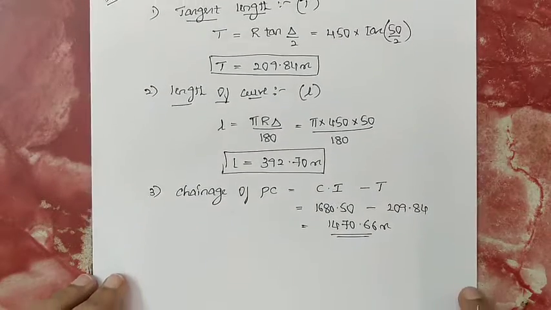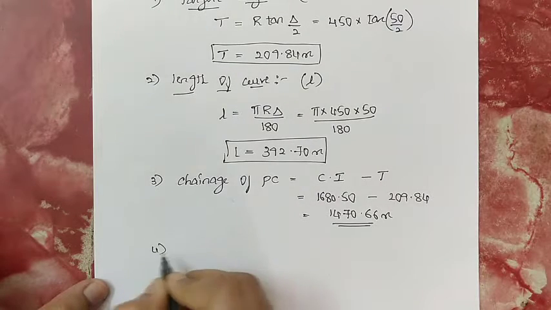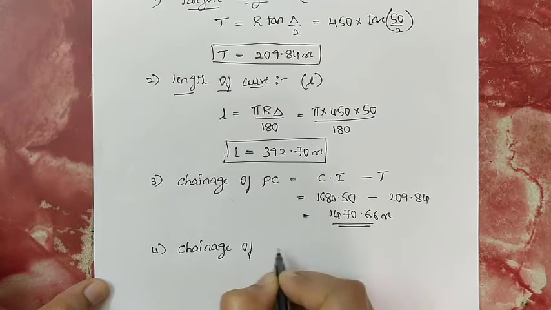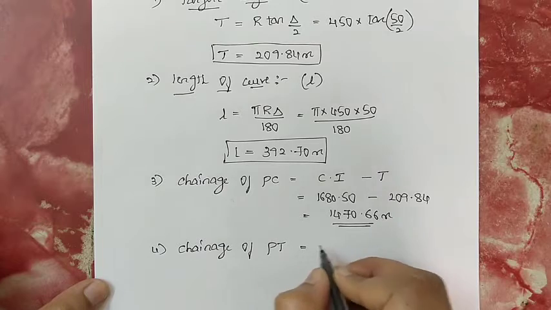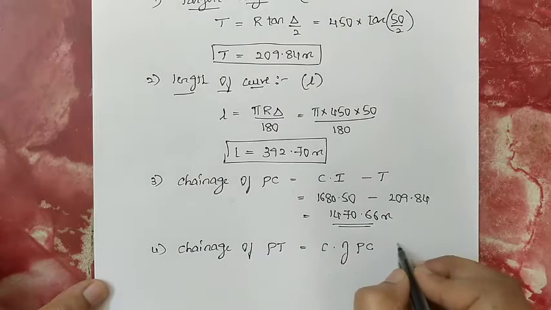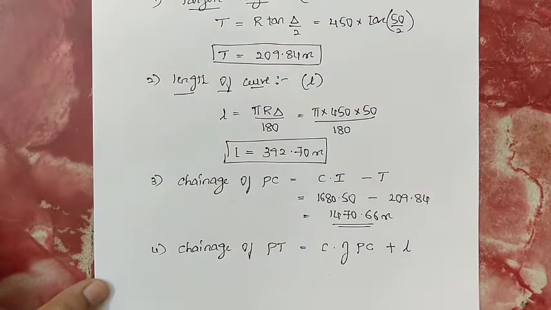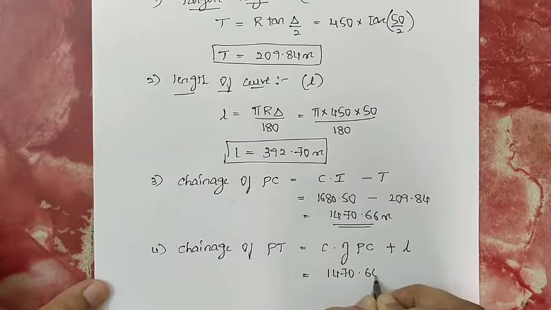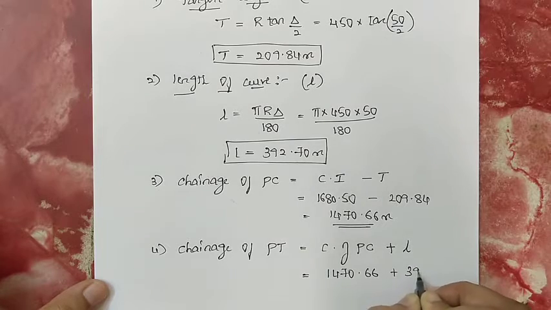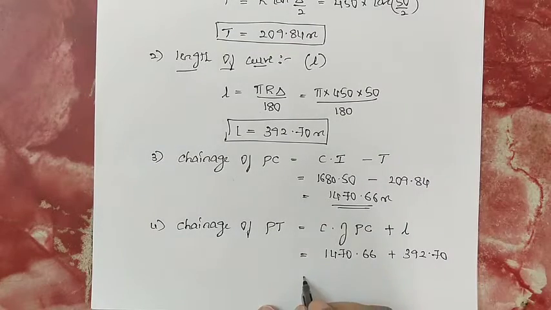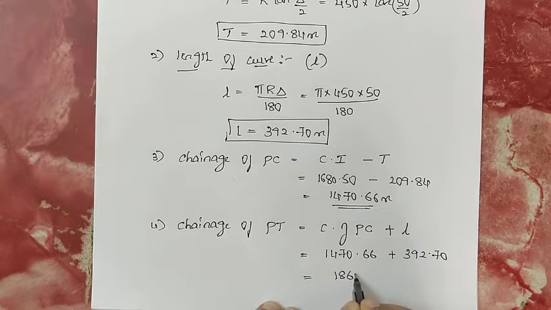Next you need to calculate chainage of point of tangency. Chainage of PT will be equal to chainage of PC plus length of curve. Chainage of PC is 1470.66 plus length of curve you calculated, 392.70. Upon simplification you will get point of tangency as 1863.36 meters.